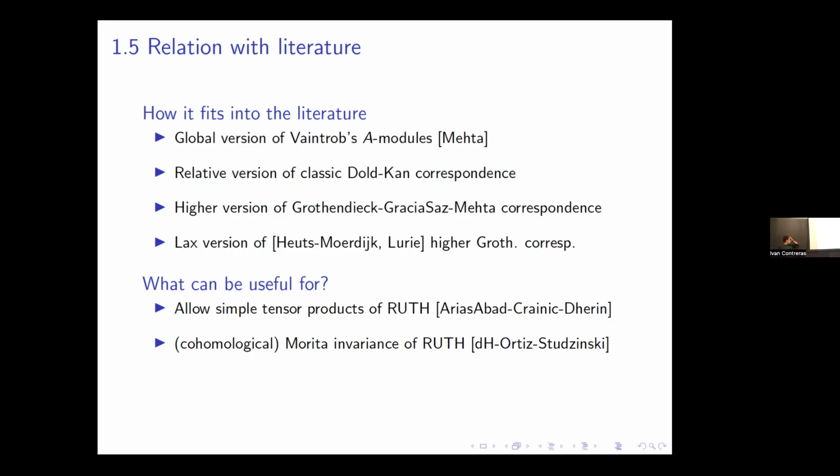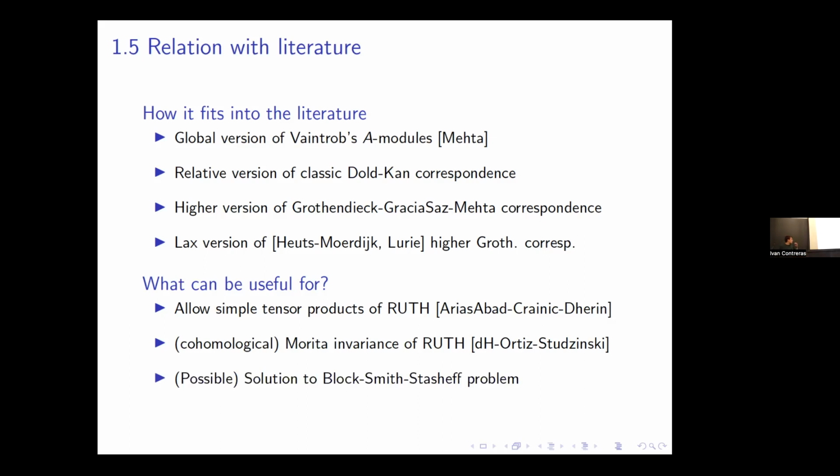We showed, using these constructions, with Christian Ortiz and Fernando Suárez some homological version of Morita invariance of representations up to homotopy, but the total proof is still open.